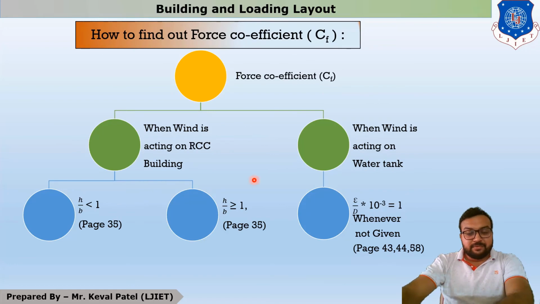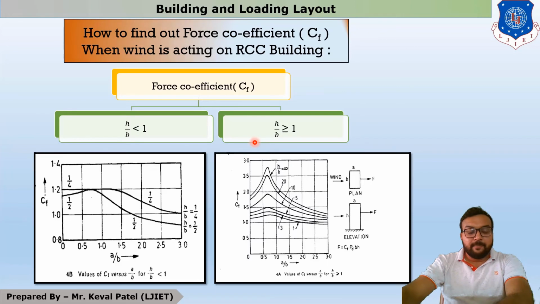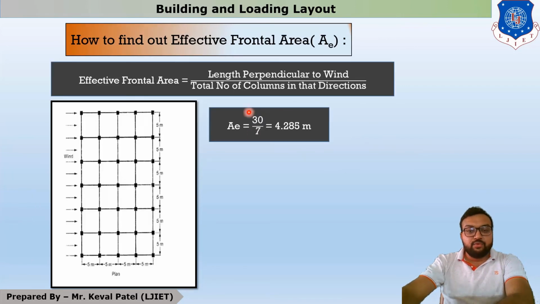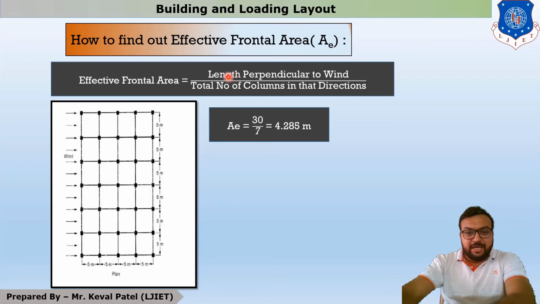In this slide, it is clearly mentioned that when the wind load is acting on water tank, then we have to refer page number. This is a typing mistake. It is 40, 41 and 56. Okay, now we have to find out the second unknown, which is effective frontal area. Now, effective frontal area can be found out from the equation: length perpendicular to wind divided by total number of columns in that direction.